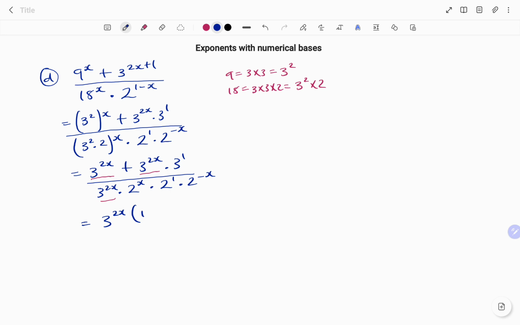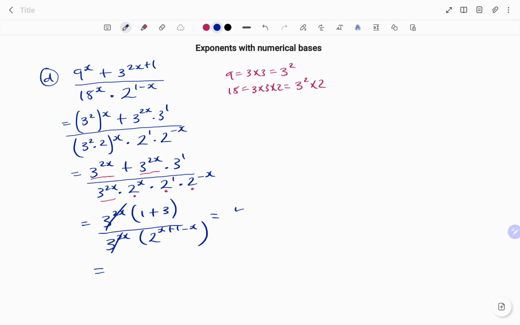I'm left with 1 plus 3 to the power of 1, which is 3, over at the bottom 3 to the power of 2x in bracket. If you notice that all the bases here are the same, base of 2, and because the bases are the same, I'm going to add the powers. If I'm multiplying, applying the laws of exponent, that will give me x plus 1 minus x. This will give me 3 to the power of 2x at the top, and the bottom cancels out.